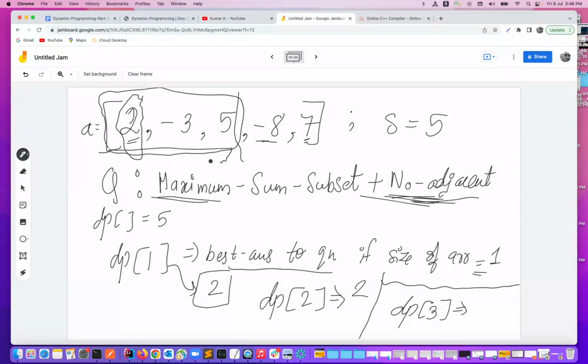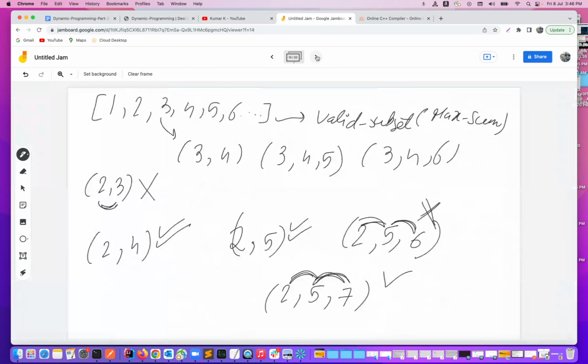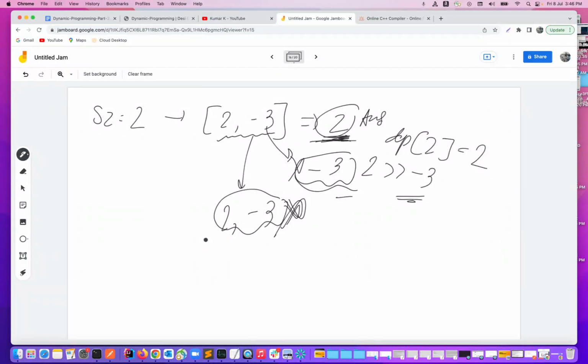So yeah, let's get back to our English mode. So what will be the answer for dp of 3, guys? 2, minus 3 and 5 are given to us. So let's think. Nothing is more important than thinking, guys. Nothing is more important than thinking in the right direction. So we are given 2, minus 3 and 5. So what subset will you choose from this to get a maximum sum?